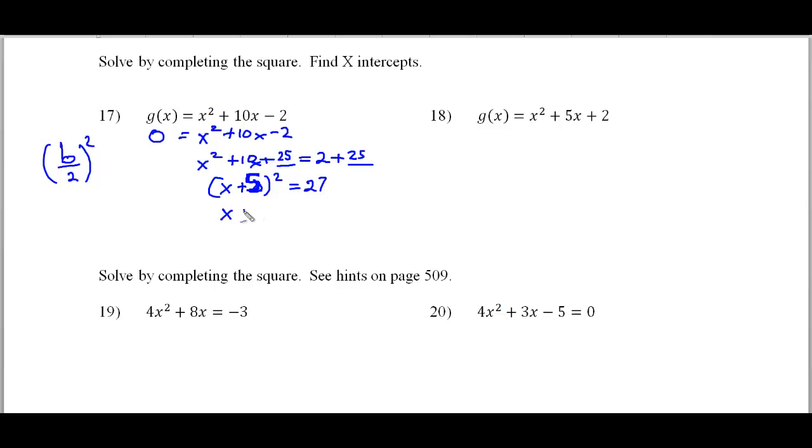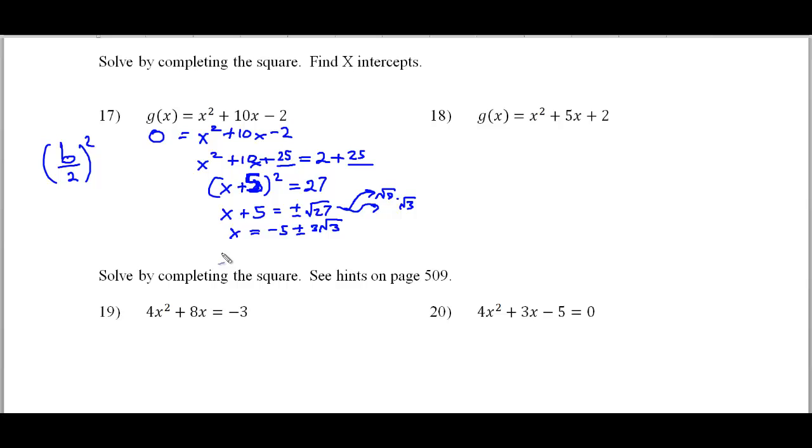Take the square root of both sides. X plus 5 is equal to plus or minus the square root of 27. Now, I'm going to move the 5 to the other side, so x is equal to negative 5 plus or minus. Now, before I write the square root of 27, I'm noticing that the square root of 27 can be broken into two parts. It can be broken into the square root of 9 times the square root of 3. Because 9 is rootable, this becomes 3 times the square root of 3. So negative 5 plus or minus 3 times the square root of 3.